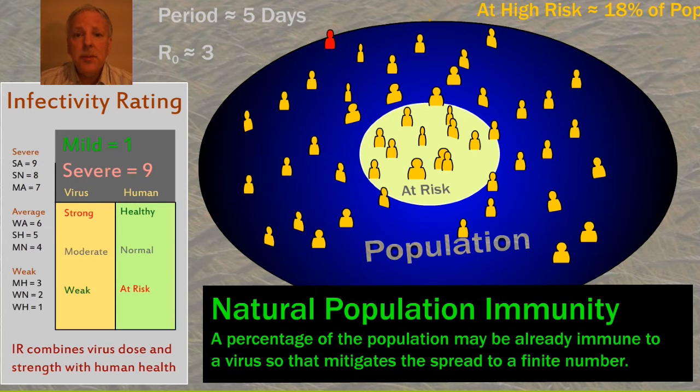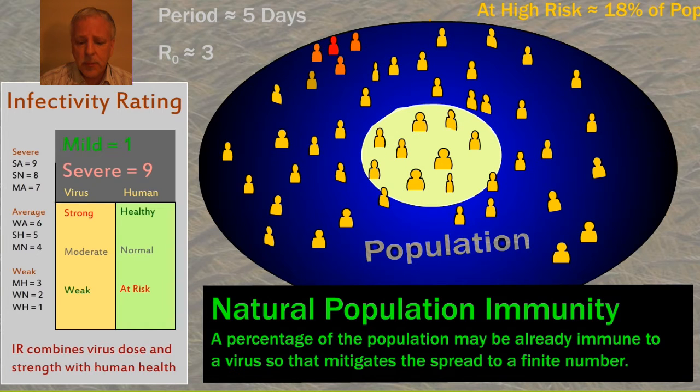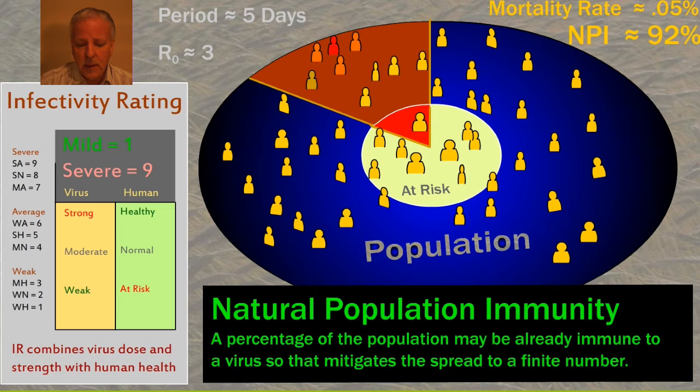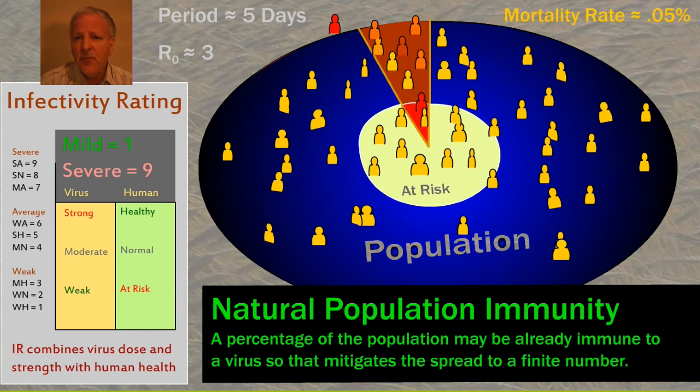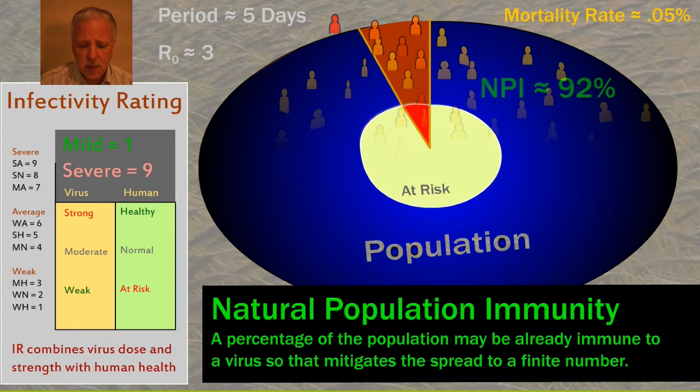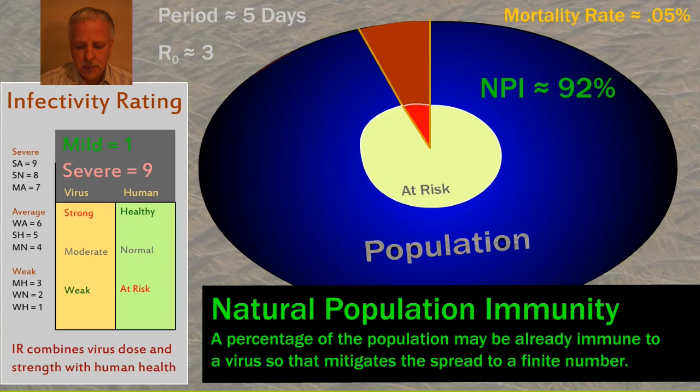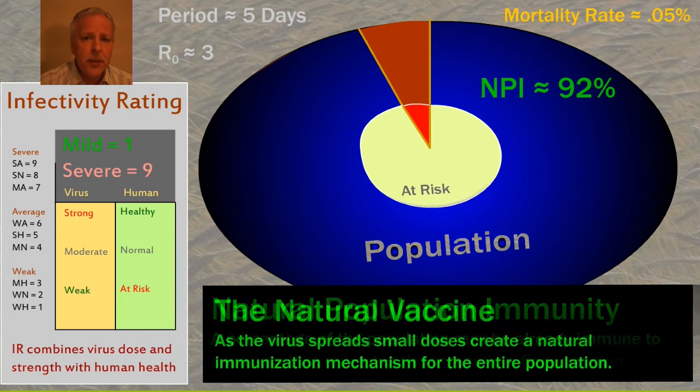Natural population immunity. A percentage of the population may already be immune to a virus, so that mitigates the spread to a finite number. This would likely be from exposure to the SARS virus. It does not seem to be a viable factor in this case, since this is a novel virus and studies have not reported anything about a population immunity.